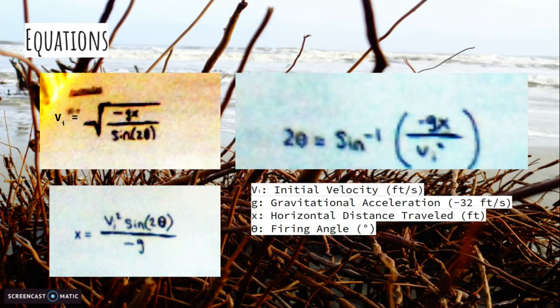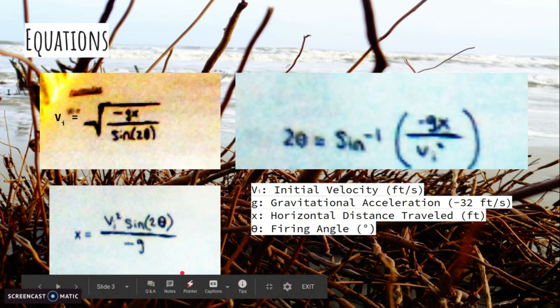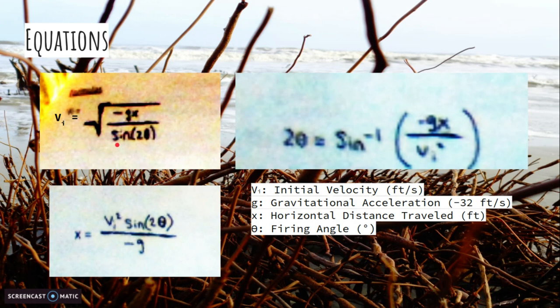So let's look at the equations for this, and this is very glitchy. I'll read out what it is, but I could not figure out how to type this onto a Google slideshow, so I had to take a picture of handwriting of it, and it didn't come out too good, but I'll have to say what that is. So for finding initial velocity, it's the square root of negative gx divided by the sine of 2 theta. That's not 20, it's 2 theta.